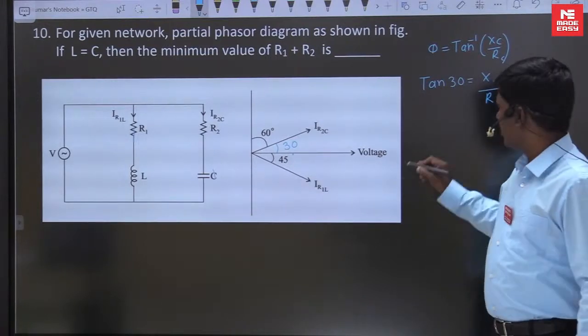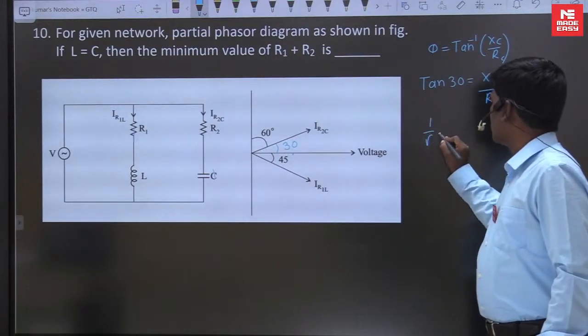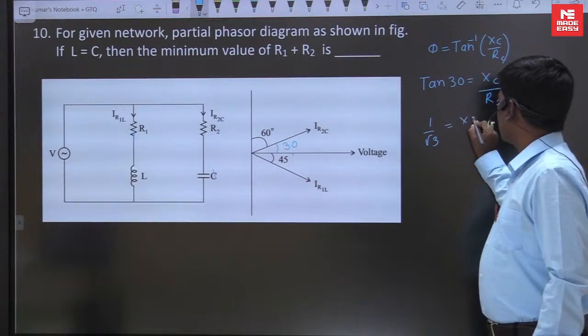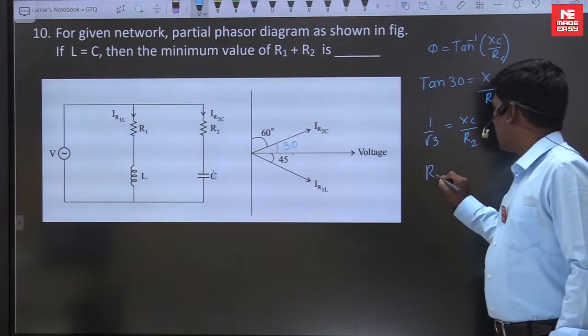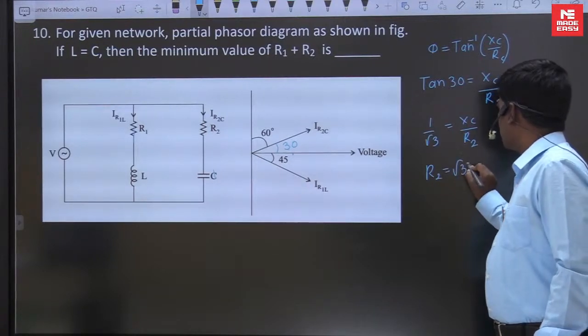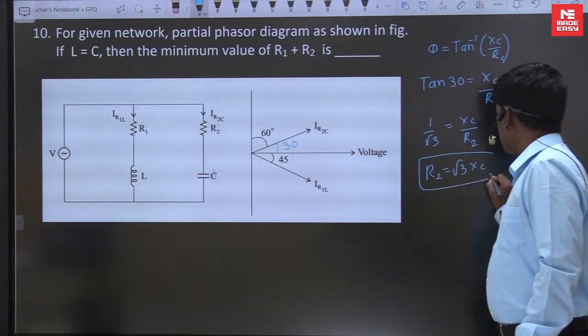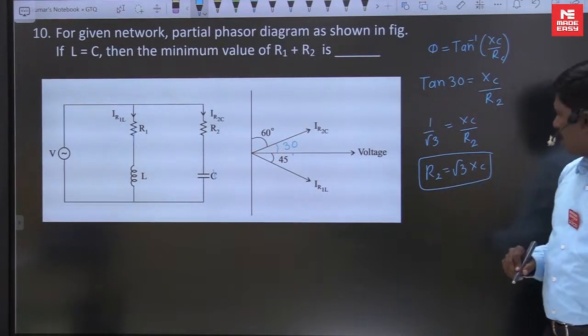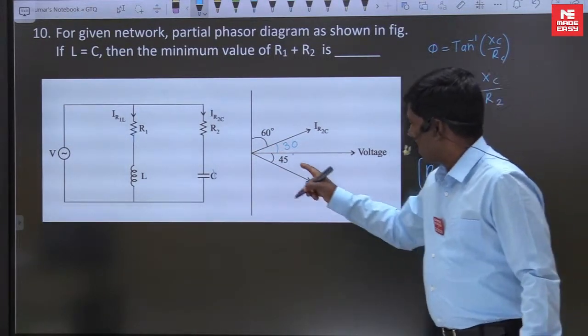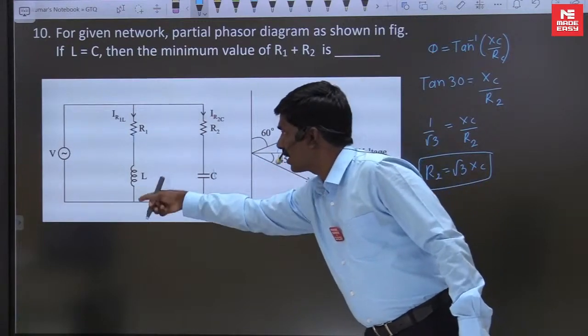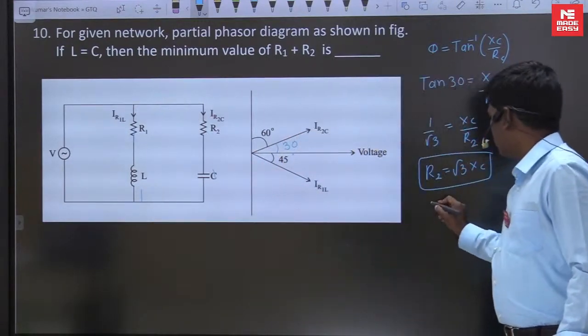Tan 30 is 1 by root 3. So 1 by root 3 is equal to XC by R2. So R2 is equal to root 3 XC. From this, you get the expression R2 is equal to root 3 XC. Same way, here it is lagging by 45 degrees. What is the angle here now?